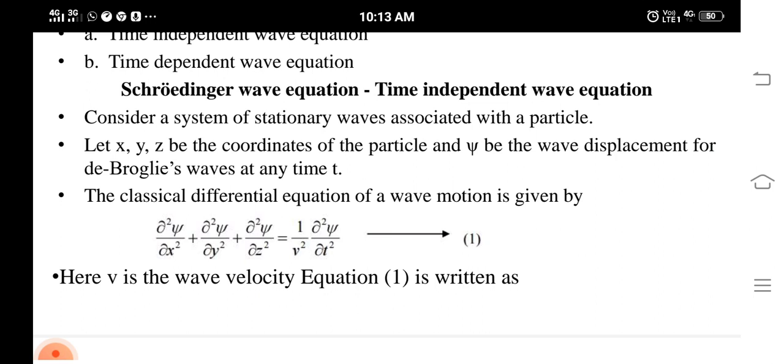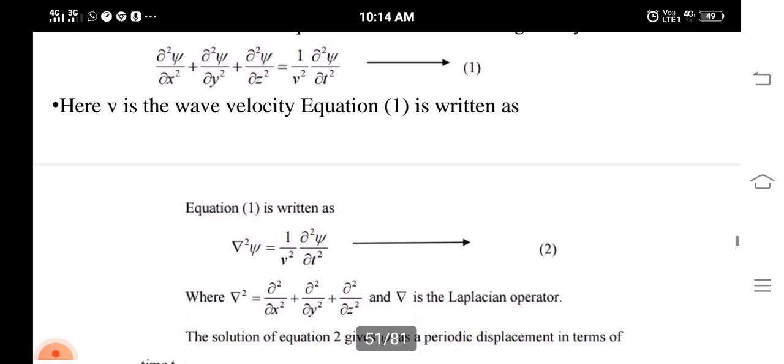Let x, y, z be the coordinates of the particle and psi be the wave displacement for de Broglie waves at any time t. The classical differential equation of wave motion is given as ∂²ψ/∂x² + ∂²ψ/∂y² + ∂²ψ/∂z² = (1/v²) ∂²ψ/∂t². Here v is the velocity of the particle, and equation 1 can be written as ∇²ψ = (1/v²) ∂²ψ/∂t². Here ∇² is nothing but ∂²/∂x² + ∂²/∂y² + ∂²/∂z², which is also called the Laplacian operator.